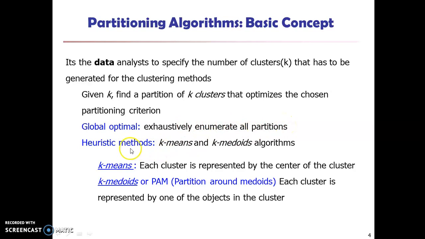Okay. In case of heuristic method, we have two things again. One is K-means, another one is K-Medoid algorithms. In K-means, each cluster is represented by the center of the cluster. We have number of clusters. Each cluster can be represented by the center of cluster in K-means. In K-Medoid, each cluster is represented by one of the objects in the cluster. We have number of clusters. Each cluster contains number of objects. One object will represent the cluster. The K-Medoid will also be called as PAM, that is nothing but partition around medoids.